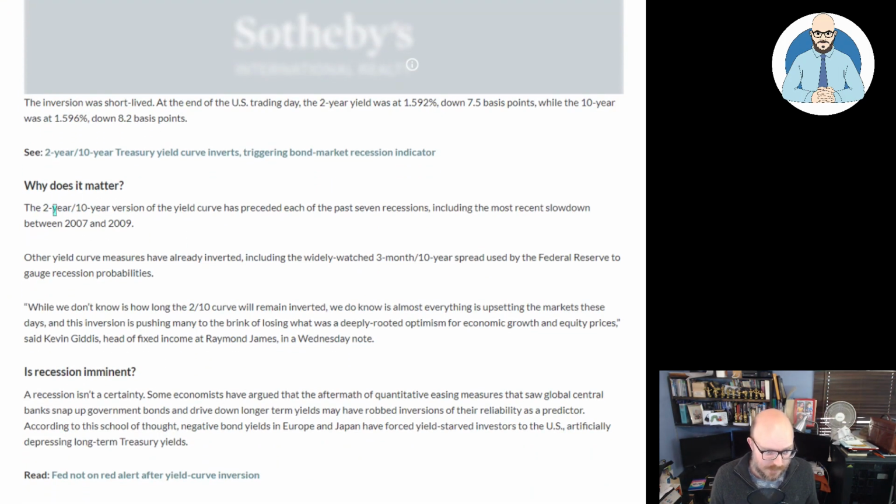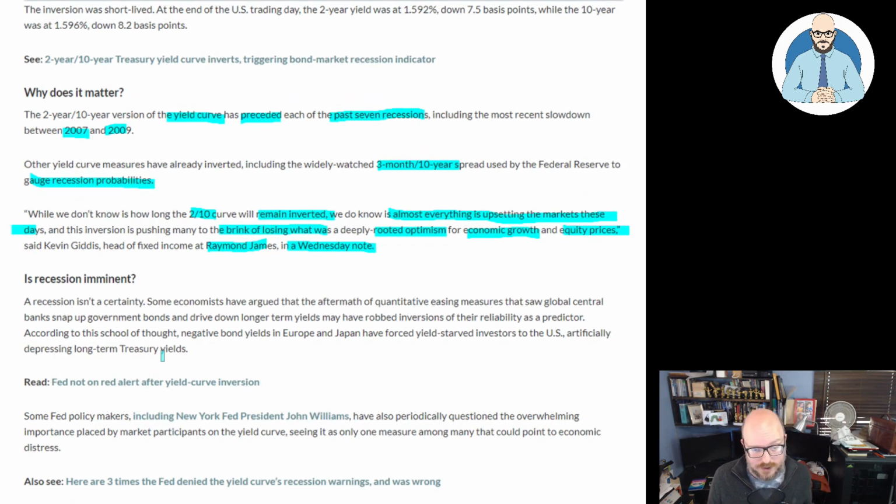So why does it matter? The 2-year, 10-year version of the yield curve has preceded each of the past 7 recessions, including the most recent slowdown between 2007 and 2009. Other yield curve measures have inverted, including the widely watched 3-month 10-year spread used by the Federal Reserve to gauge recession probabilities. While we don't know how long the 2-10 curve will remain inverted, we do know almost everything is upsetting the markets these days, and this inversion is pushing many to the brink of losing what was deeply rooted optimism for economic growth and equity prices, says Kevin Gaitis, head of fixed income at Raymond James, in a Wednesday note. Is recession imminent?